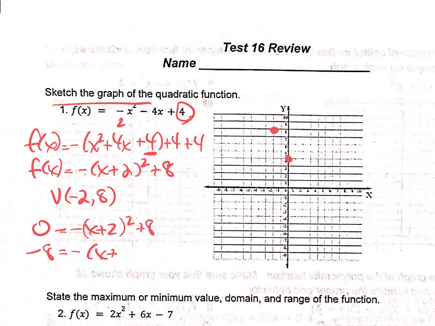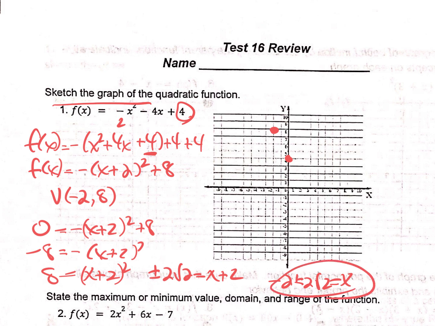This is negative, this is negative. They're both negative, so I'm just going to divide both sides by negative 1, or drop the negative out. Take the square root of both sides. You get plus or minus 2 root 2 equals x plus 2. So it's going to look weird, but your two x-intercepts are actually negative 2 plus or minus 2 root 2, and you'd have to punch those values in your calculator to see exactly where they were.